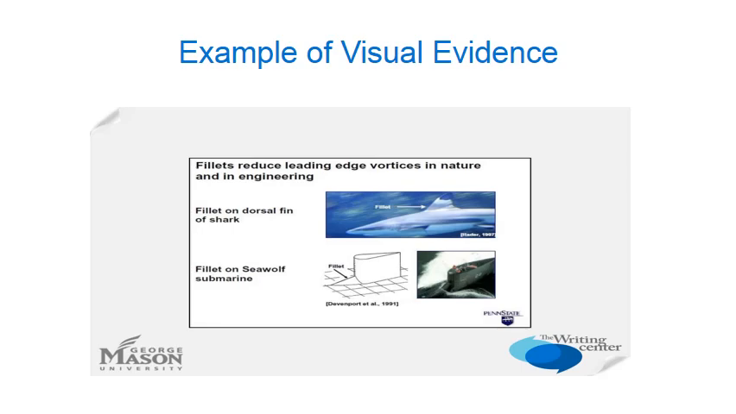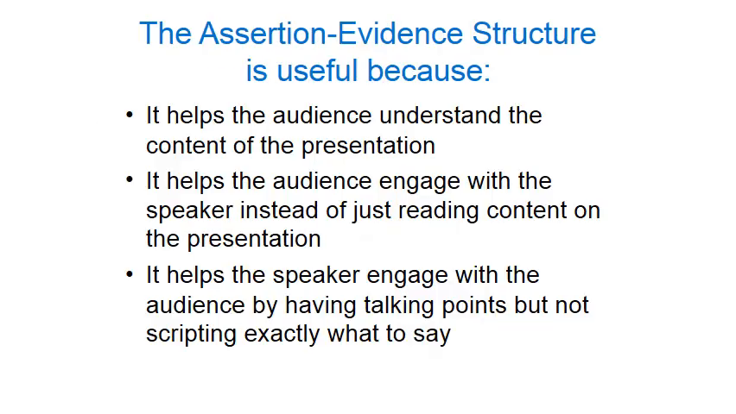Fillets reduce leading edge vortices in nature and in engineering. So these are some examples of assertion evidence structure. The assertion evidence structure is useful because it helps the reader or the audience understand the content of the presentation. It helps the audience engage with the speaker instead of just reading content on the presentation. It helps the speaker engage with the audience by having talking points but not scripting exactly what to say.